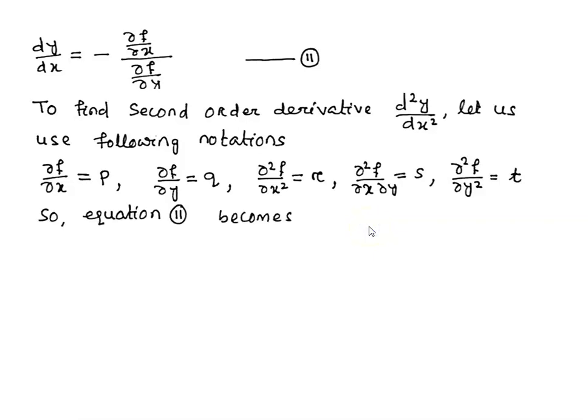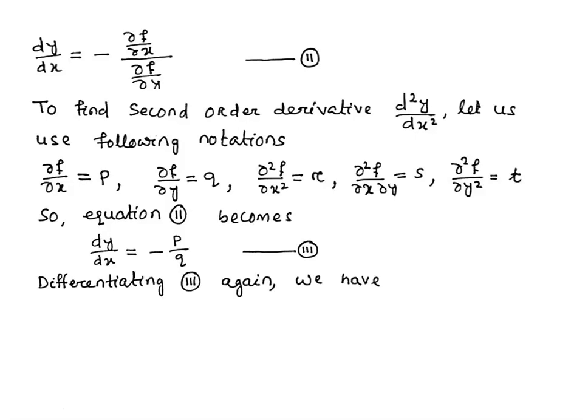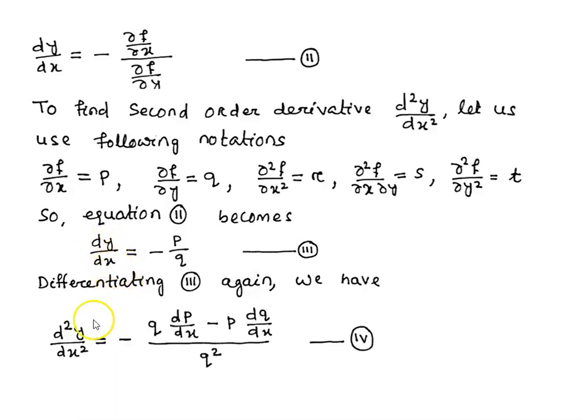From these notations, equation 2 becomes dy by dx is equal to minus p by q, because our p is del f by del x and our q is del f by del y. So our dy by dx is minus p by q. Now again differentiating this dy by dx to find out the second order derivative, d square y divided by dx square is equal to minus q into dp by dx minus p into dq by dx divided by q square.